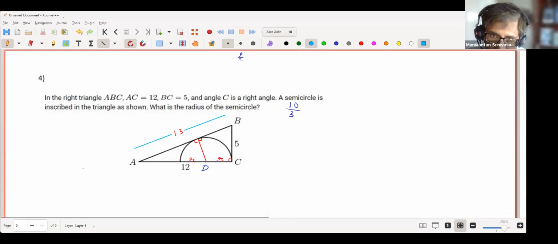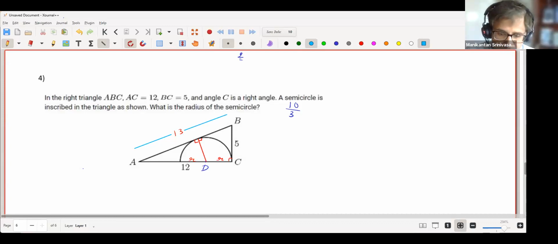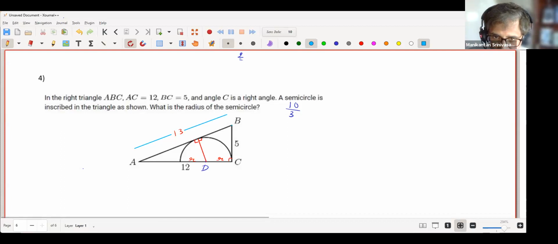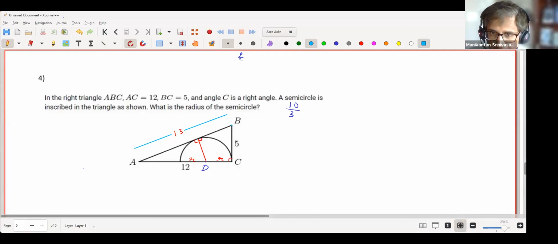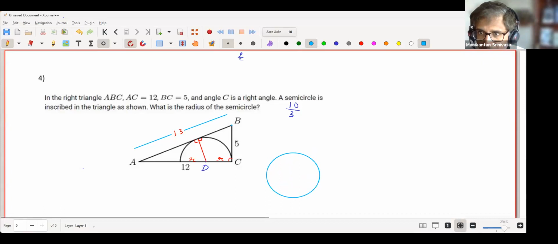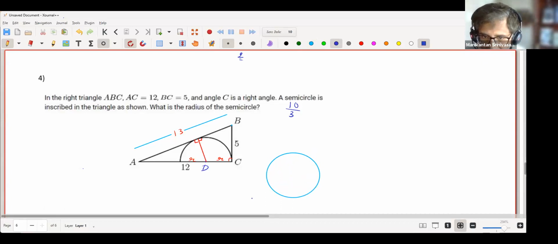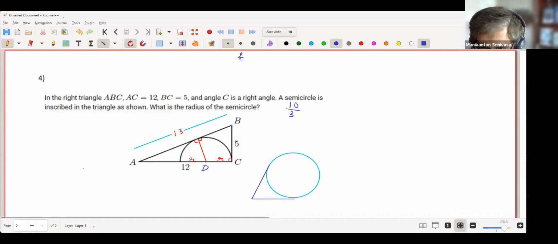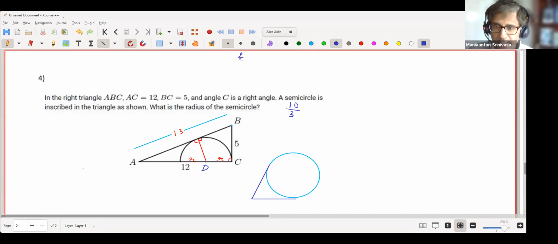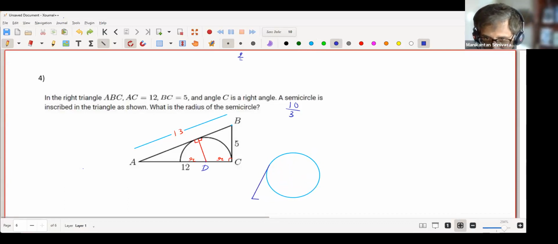Suppose this is R. First of all, from the external point B, tangents from an external point to a circle will have the same measurement. We covered this in the past. If I have any circle and an external point here, and I draw two tangents, the first tangent is this, and the second tangent is this. These two tangents will be of the same length.